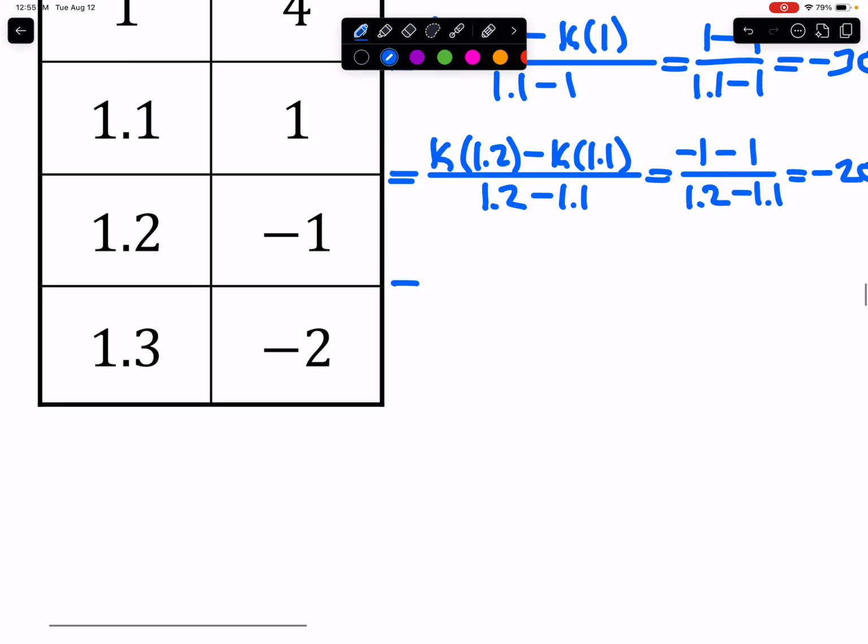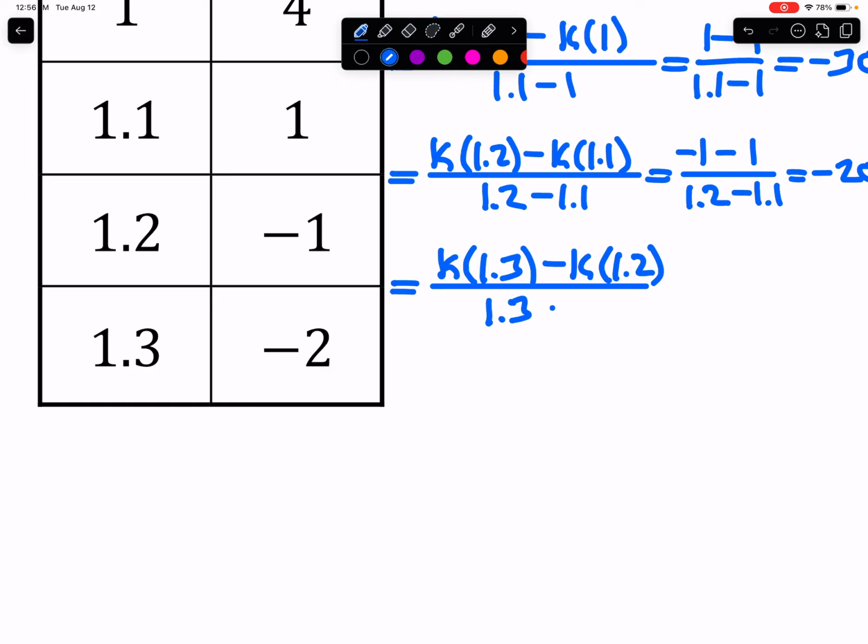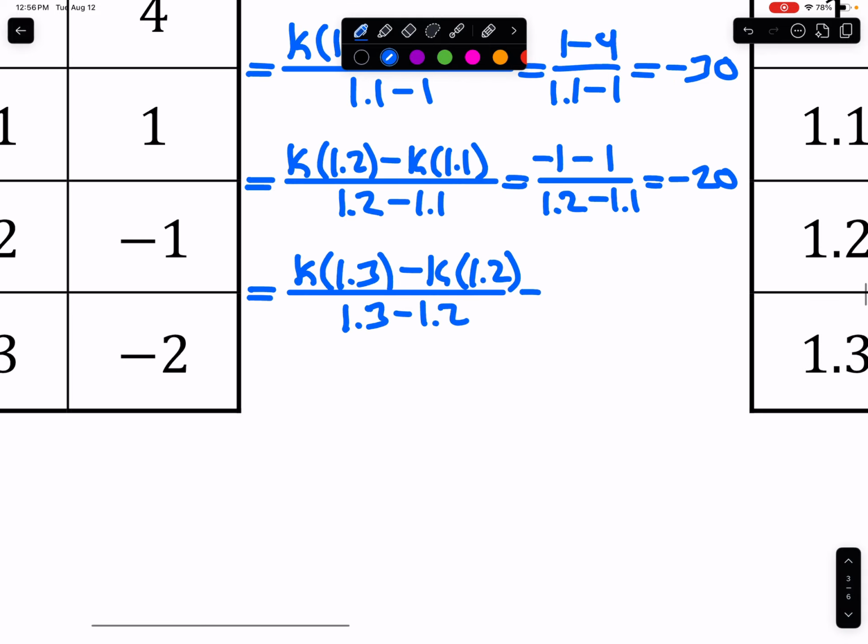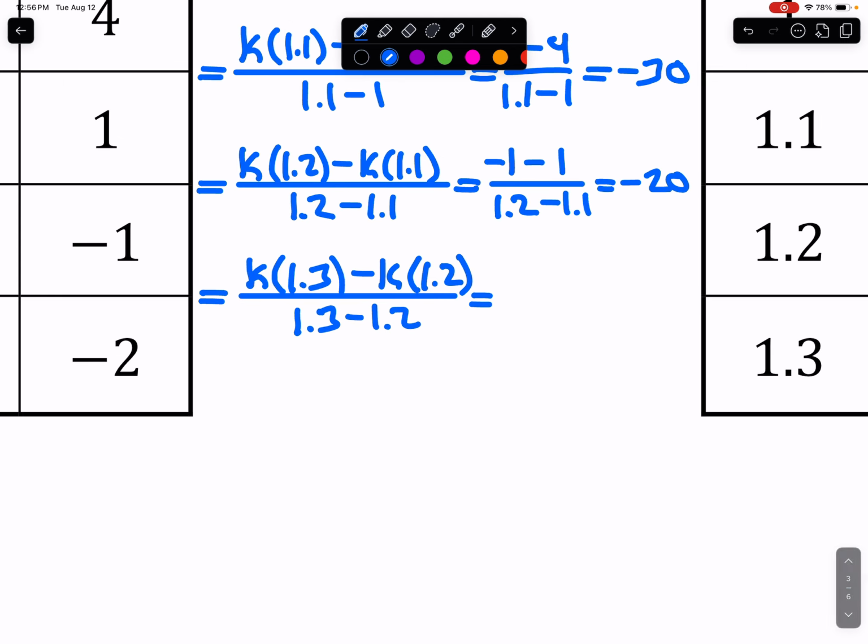And then for the last one, k of 1.3 minus k of 1.2 over 1.3 minus 1.2. So the output would be negative 2 minus negative 1 over 1.3 minus 1.2, which is going to give you negative 10.